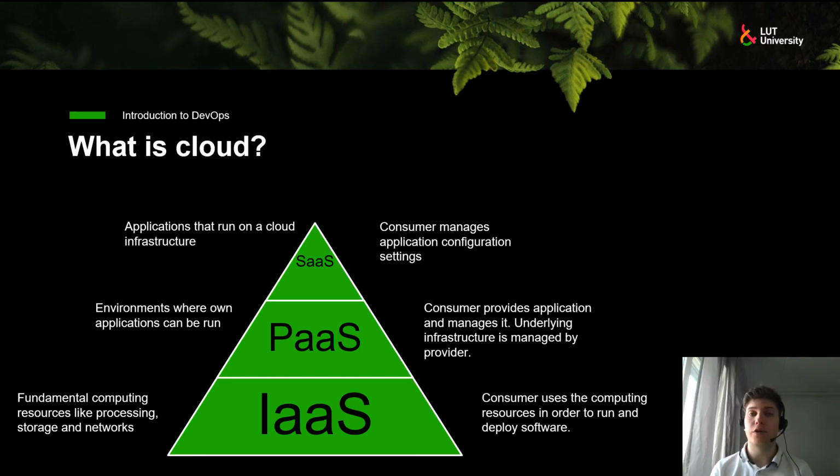So here is a graphical illustration of the three different service models that we covered earlier. On the lowest level, there is this infrastructure as a service, which essentially means that the provider is providing fundamental computing resources like processing power, storage and networks. And the use case for the consumer or the user is that he or she will use the resources and run and deploy some highly customized software, usually some kind of a complicated software system that cannot be run with a platform as a service solution.